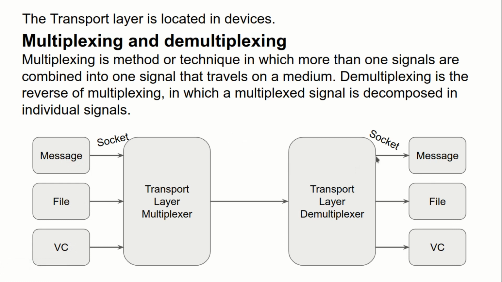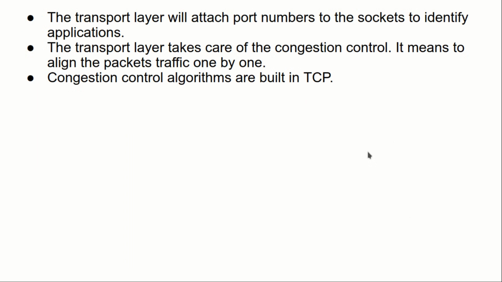So when it is received, it will also be identified. The socket or the port number will identify the messenger, the email, and the Zoom application. So the socket will also go to the destination. Alright. So now let's move to another slide, and the transport layer will attach port numbers to the sockets, to identify applications.